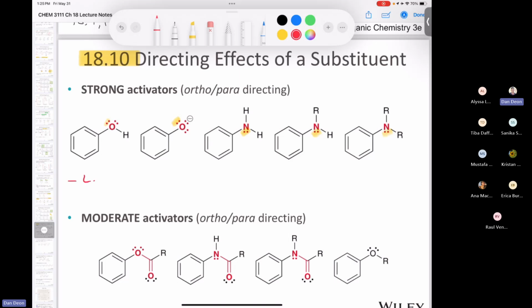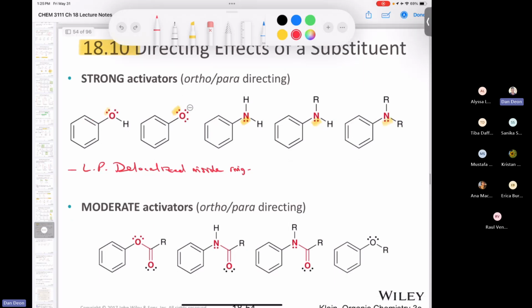So we'll say here, lone pair delocalized inside ring, but not delocalized outside of the ring. And so, yeah, that's going to make the ring more nucleophilic, right? You think, okay, well, I could draw a resonance form like this. Well, that's going to make this more nucleophilic, right?